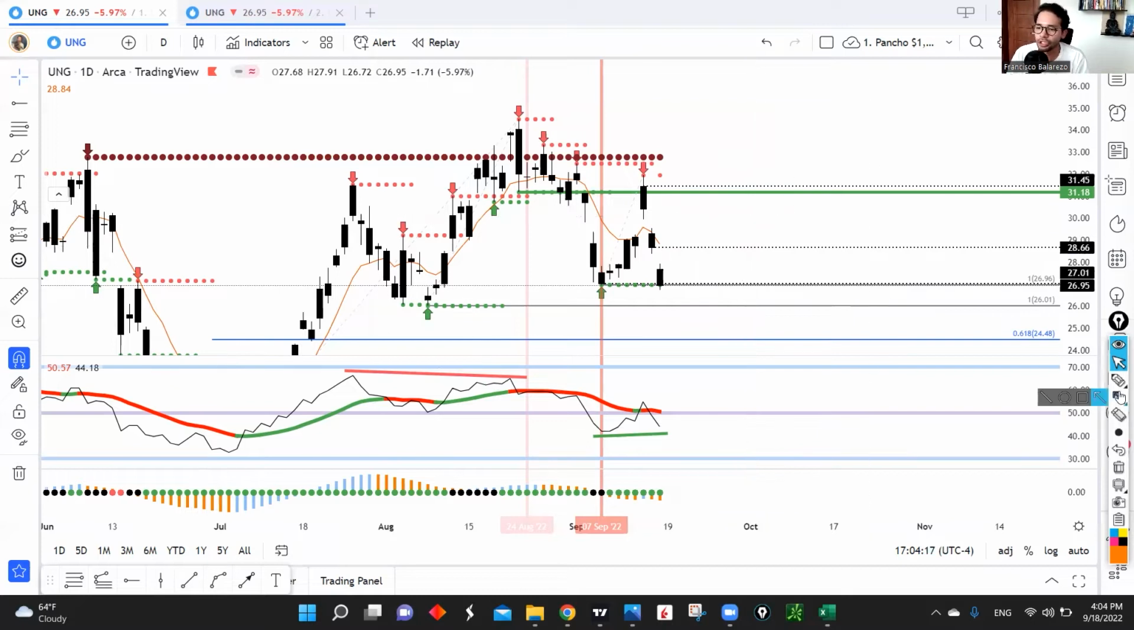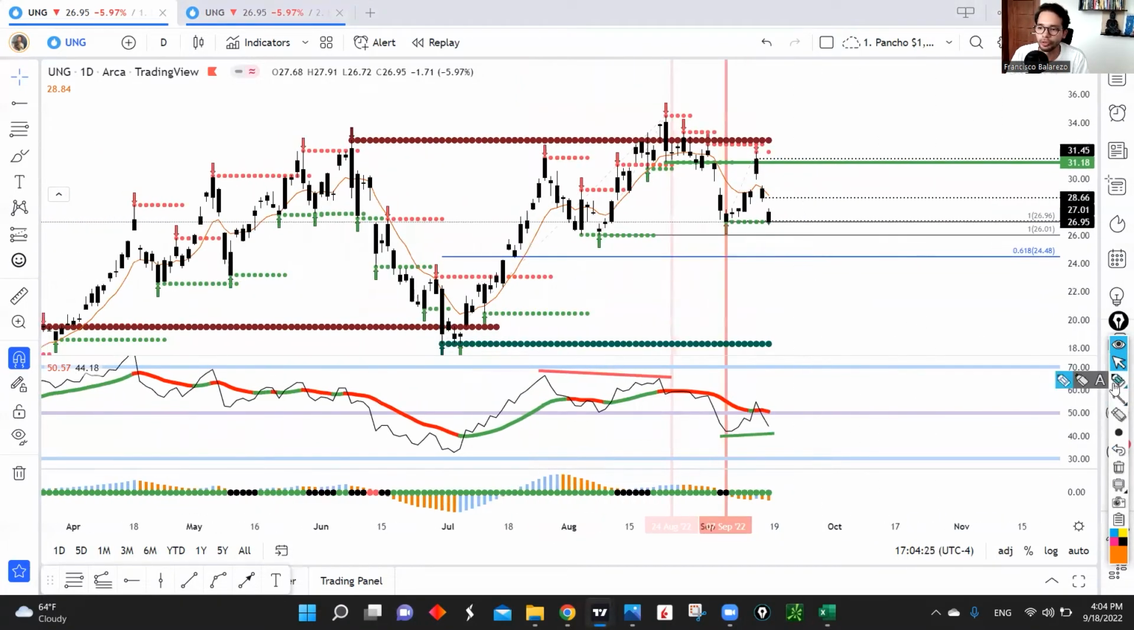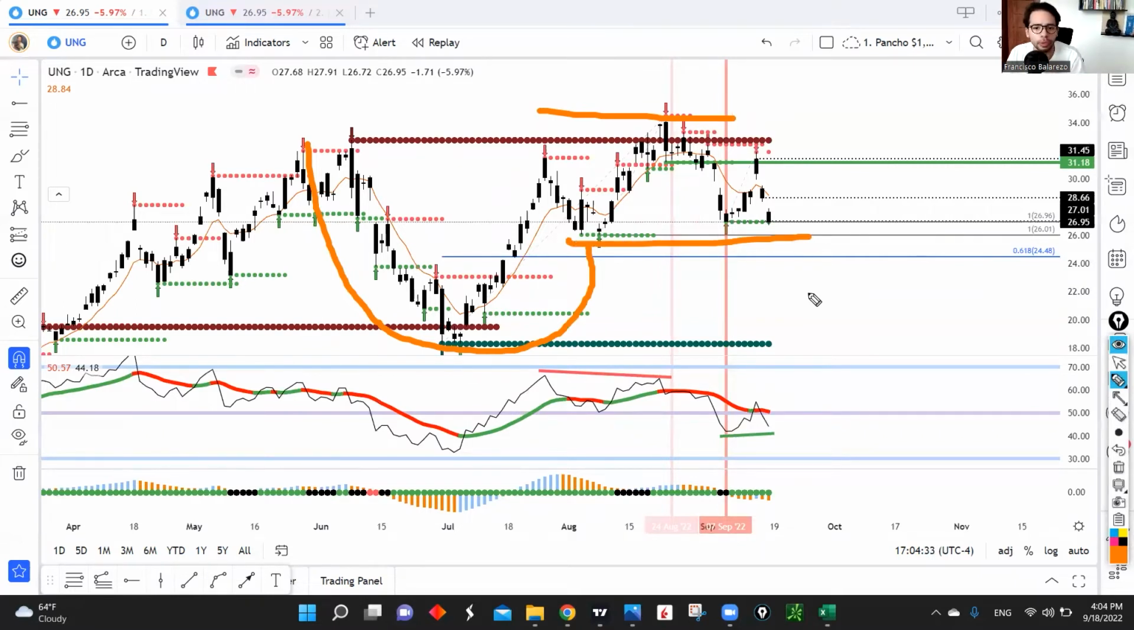So as you can see, with UNG here, a lot of people were bullish, and let me just zoom out a little bit. Of course, a lot of people were talking about the cup and handle that was forming in UNG. You can see that we had the cup, and we're starting to see a handle here, which continues to be valid.